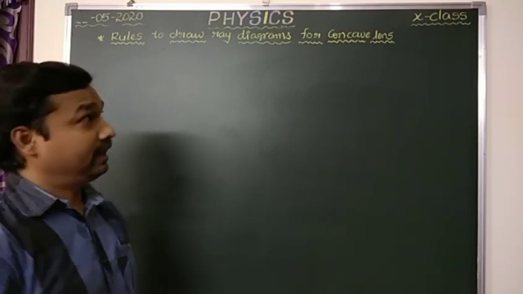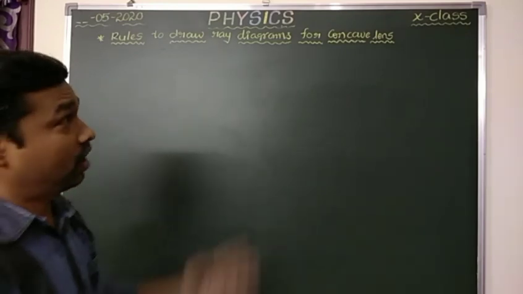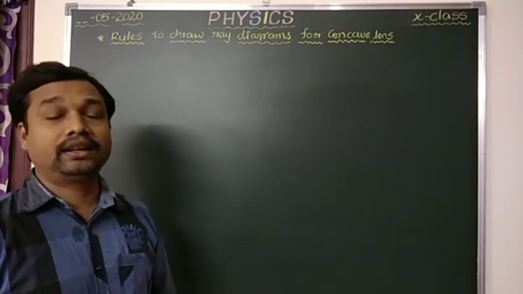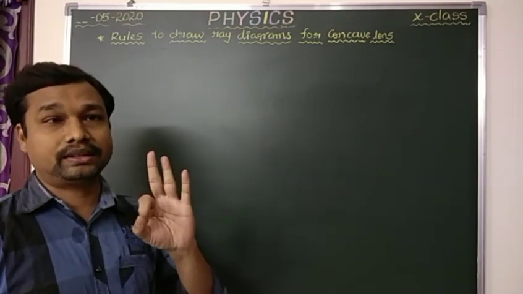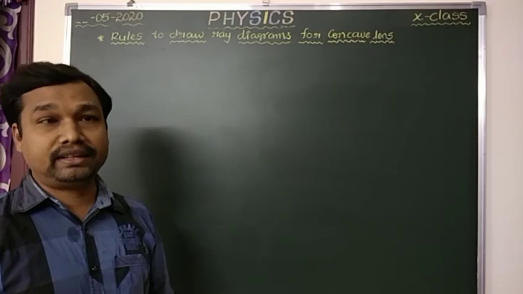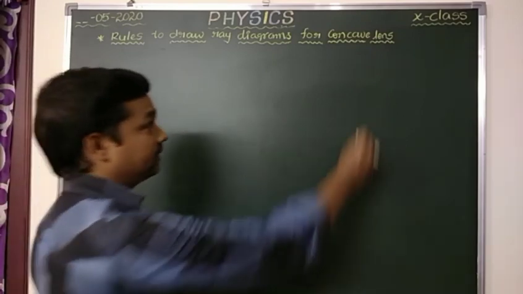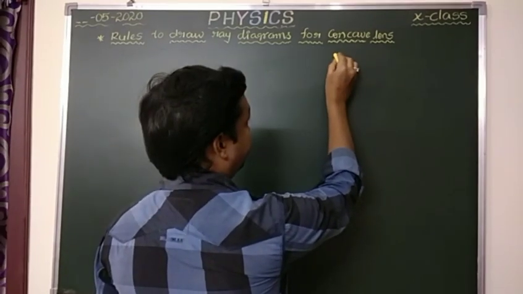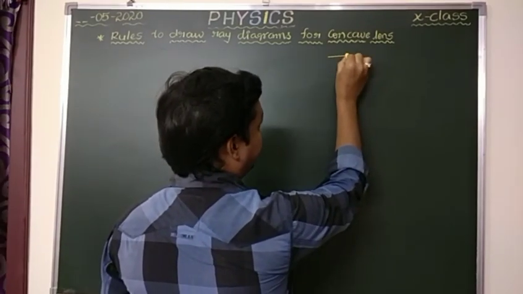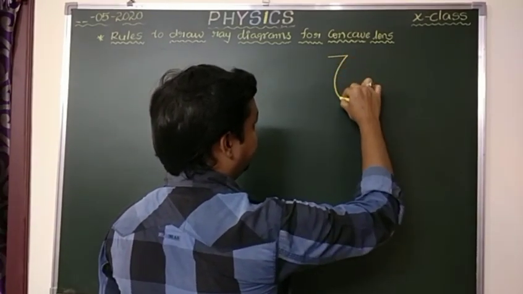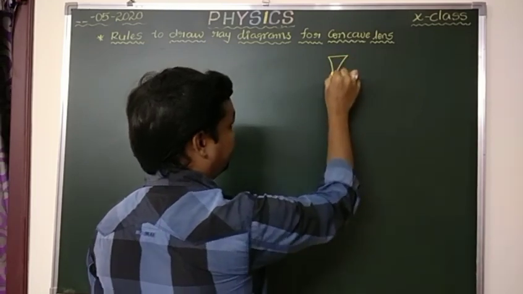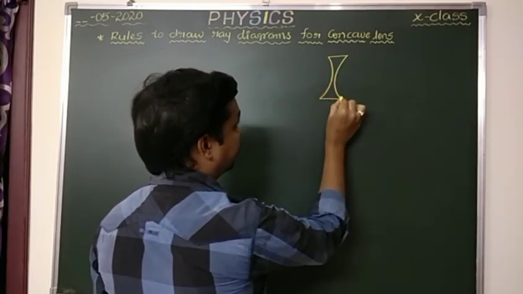Okay, now entering into the topic. How many rules are there? Here we have 3 rules. Concave lens is represented with a symbol, and here this is the representation of concave lens. A concave lens has less thickness at the center and more thickness at the edges.